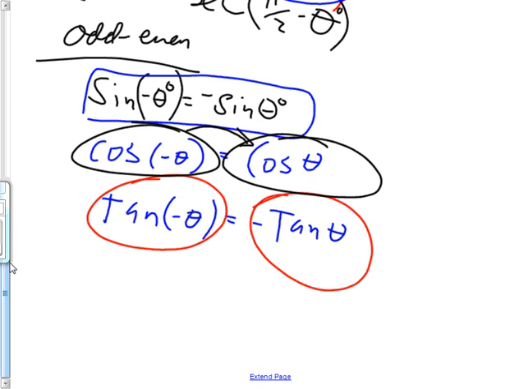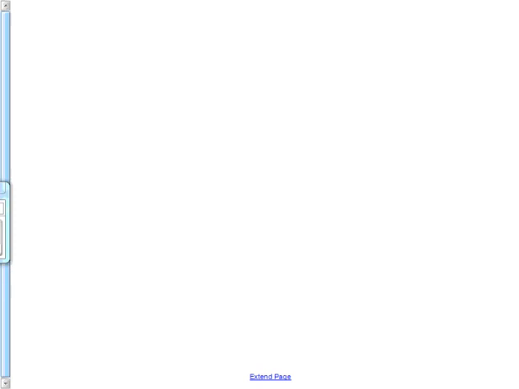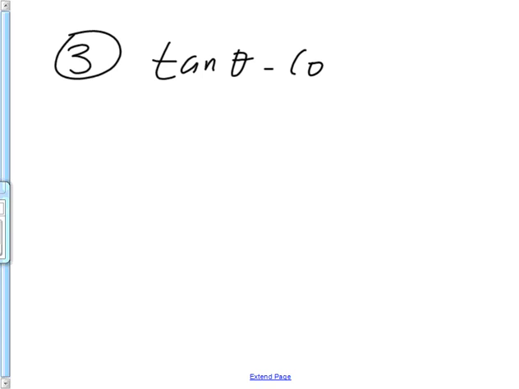All right. Now, there's your big list of all these identities that can help you when you're doing problems. So what should you do when you hit a problem like, for instance, let's do this one. Number 3 on the worksheet 2, part 2 it's called. Tangent theta minus cotangent theta equals 0.